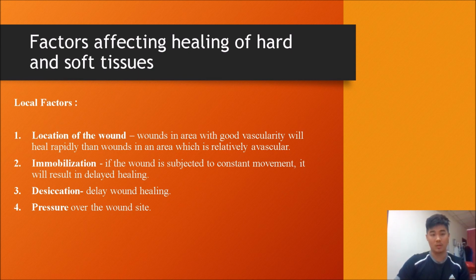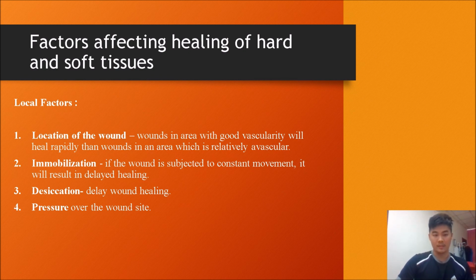Okay, next will be local factors. So local factors means the factors that are local to the wound itself. That means the problem is within the wound itself. So the first one is location. Wounds in an area with good vascularity will heal more rapidly than wounds in an area which is relatively avascular. Meaning that in an area with good blood supply, the wound is going to heal faster than one with poor blood supply.